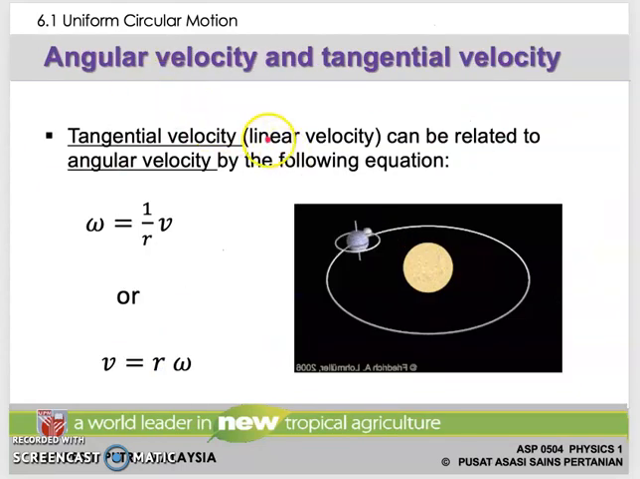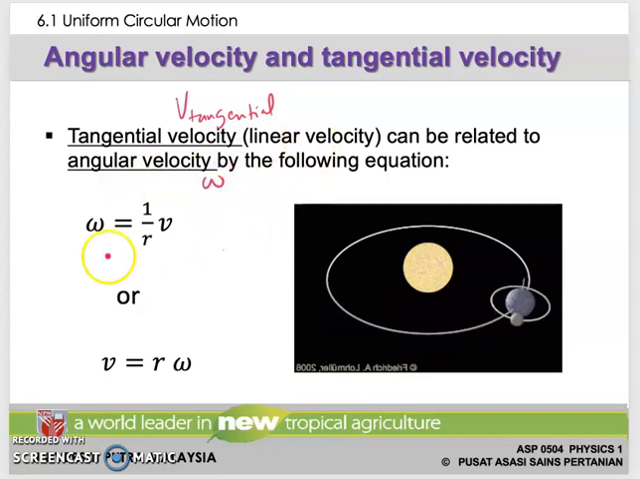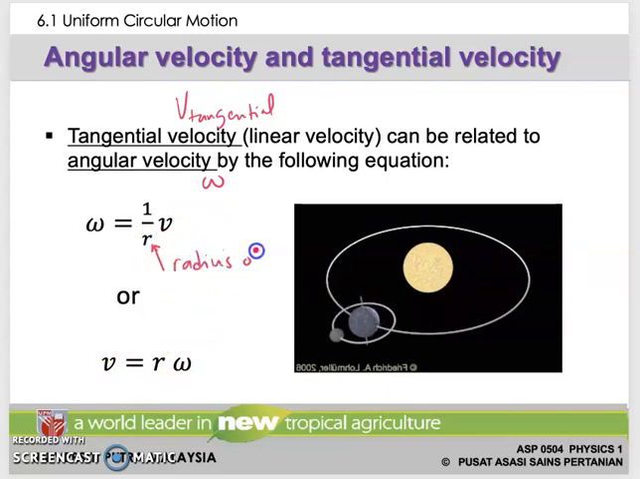Tangential velocity, or V tangential, can be related to angular velocity omega by the following equation: omega equals 1 over r times V tangential, or V tangential equals r omega. R is the radius of the circular path.